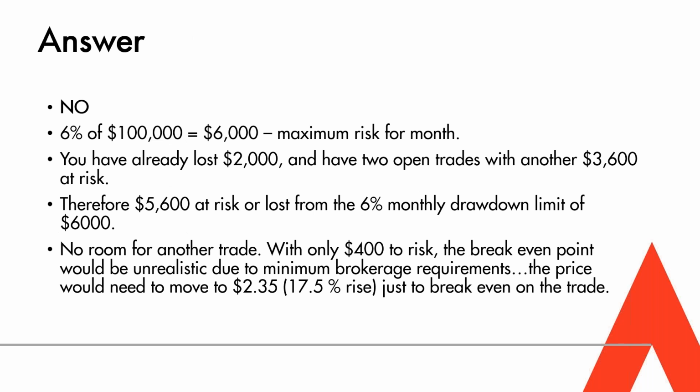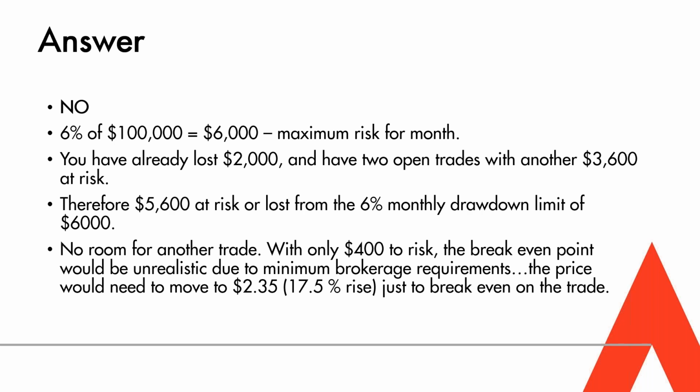So the answer is no. So again, remembering we need to think about the 6% rule. 6% of $100,000 account is $6,000. So this is our maximum risk for the month. Now we've already lost $2,000 and we have 2 open trades with another $3,600 at risk.